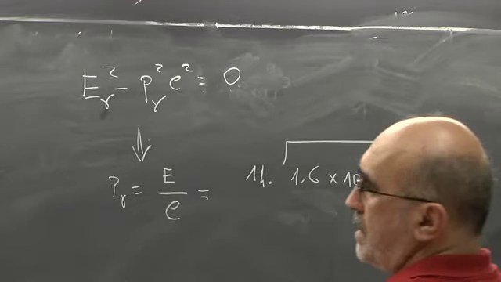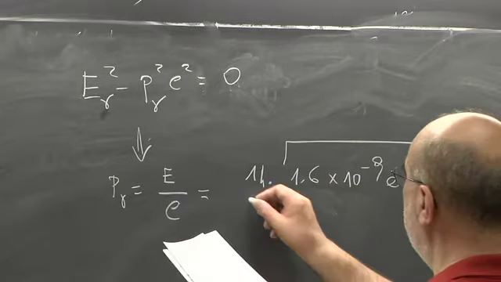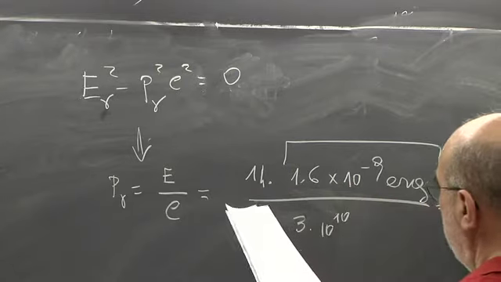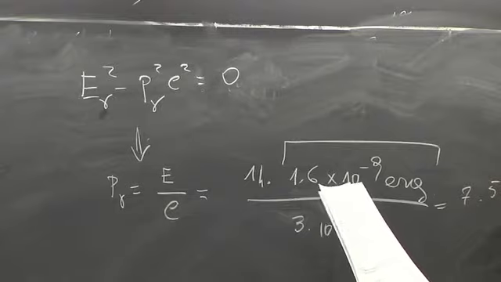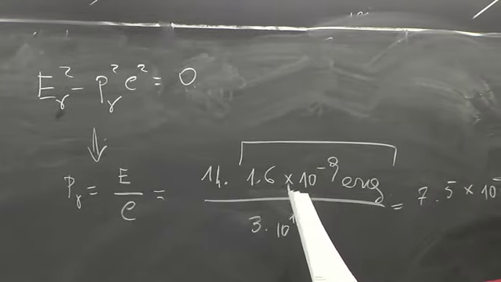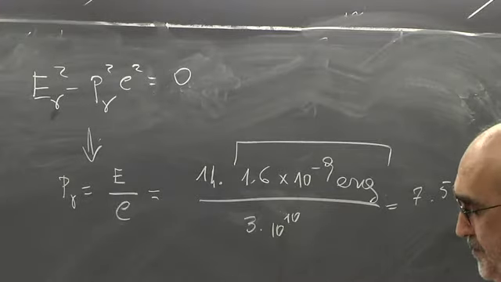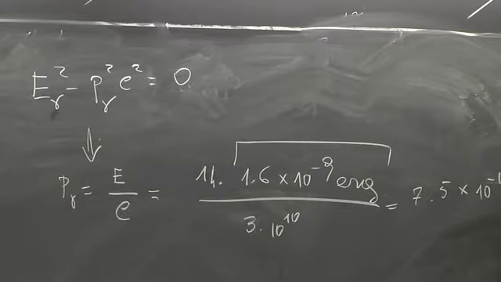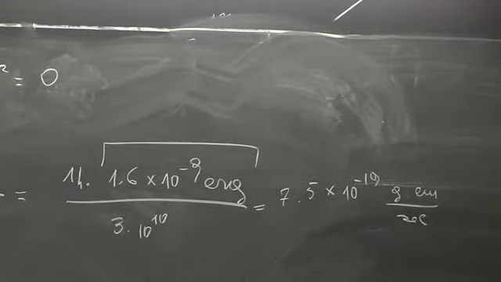Okay, so for kilo electron volt, the conversion factor is this, divided by C, 3 times 10 to the 10, and you get 7.5 times 10 to the minus 19 gram centimeter per second. Now, of course, this is the recoil momentum, but you want the recoil velocity because you want to know if it is relativistic or not.